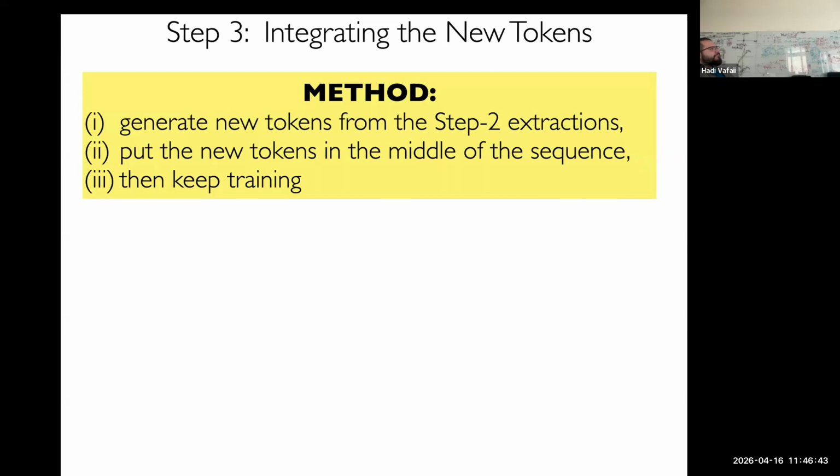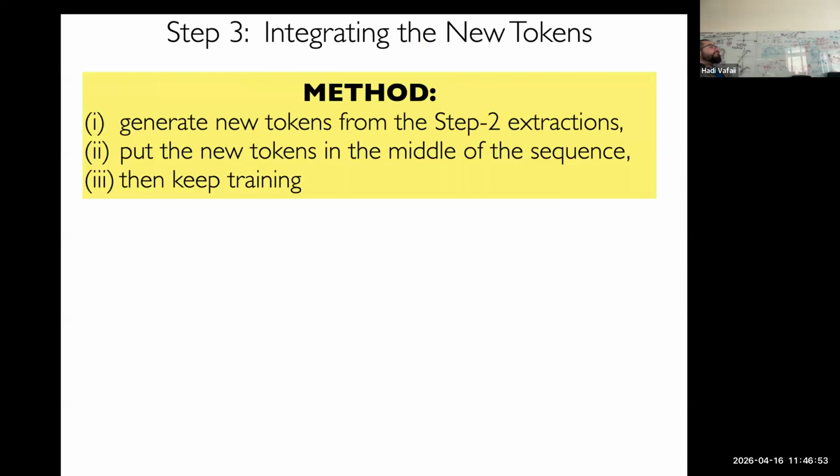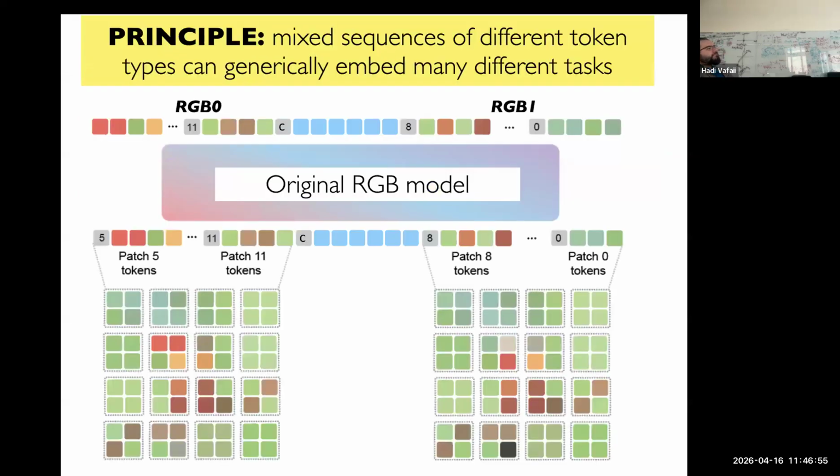You extract them, you put them in the sequence, then you keep training. Okay, so let me show you what this means in principle. Mixed sequences of different token types can generically embed many tasks. This is the practice, this is the method. Here's the idea of why it's good.